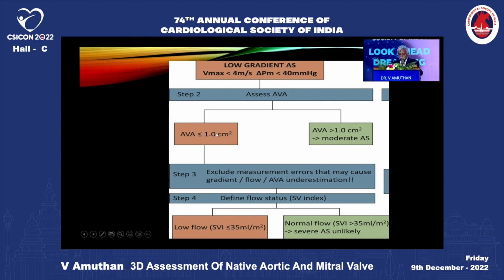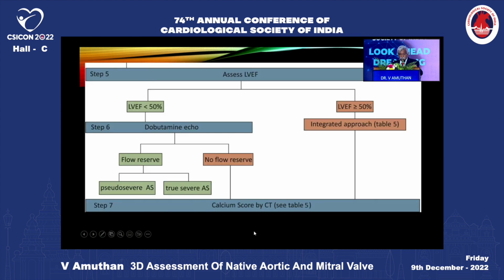So if the aortic valve area is less than 1, you have to exclude the measurement errors and define the low flow status. Low flow means stroke volume index less than 35 ml per meter square. So you have to find out this. And the next thing is the calculation of the ejection fraction. If it is less than 50 or more than 50. If it is more than 50, there is an integrated approach which you have to follow.